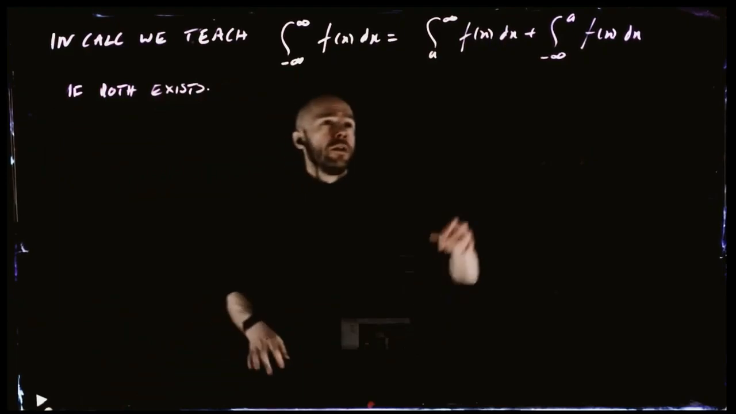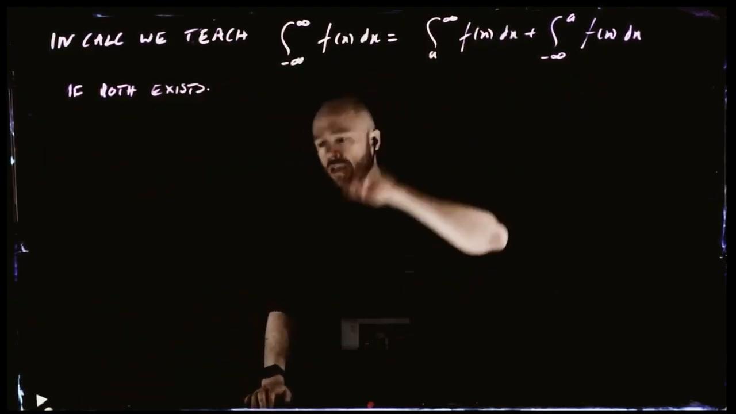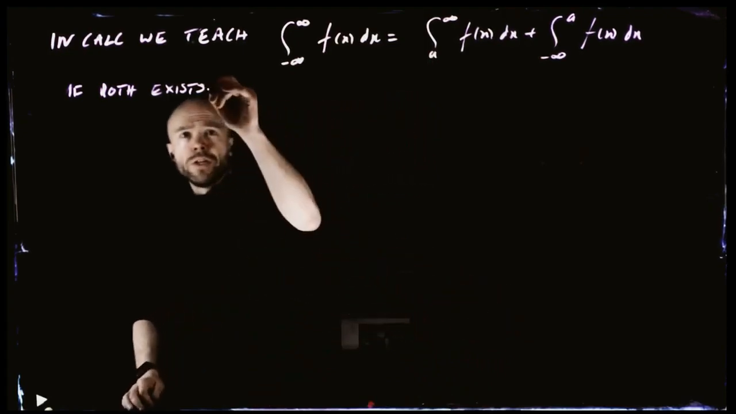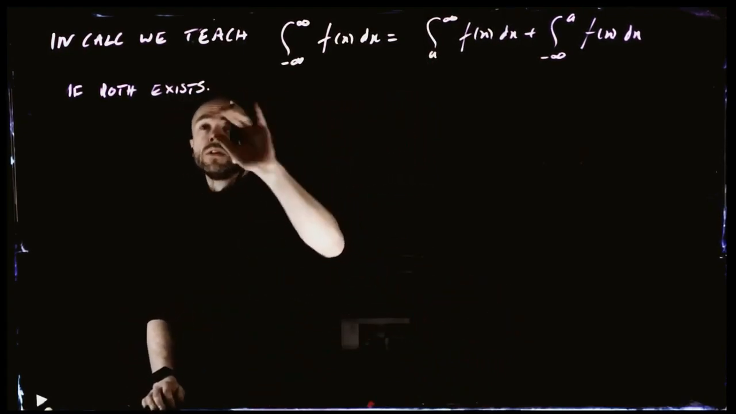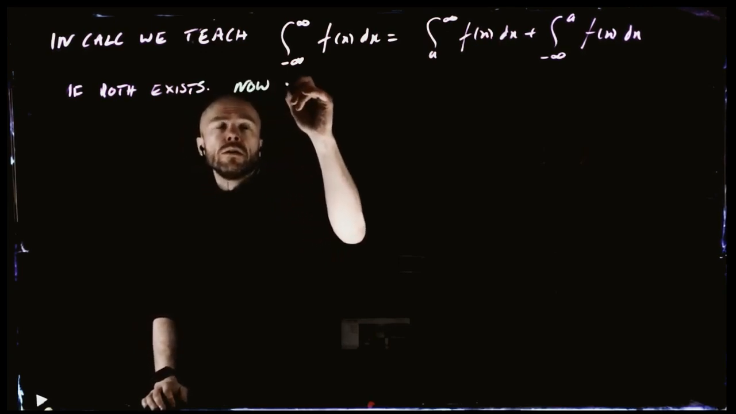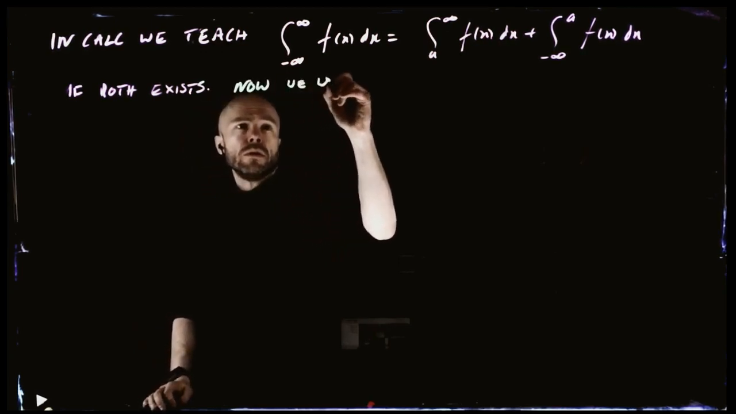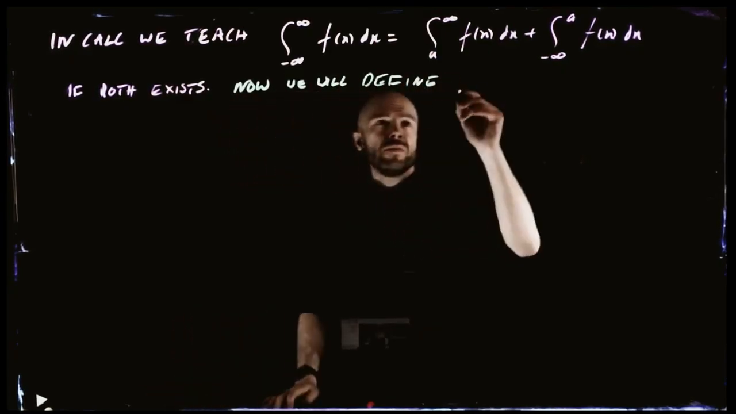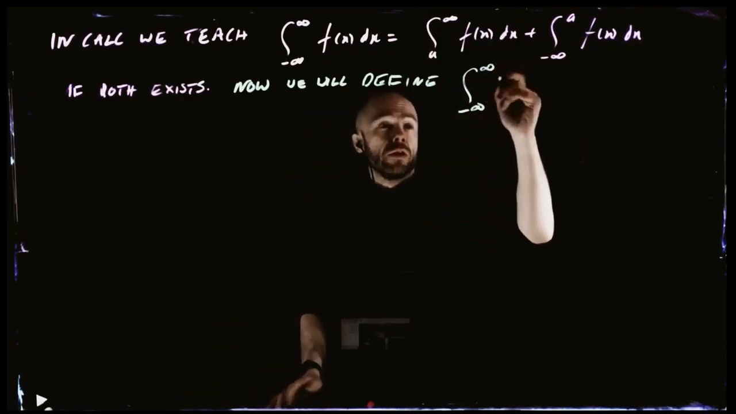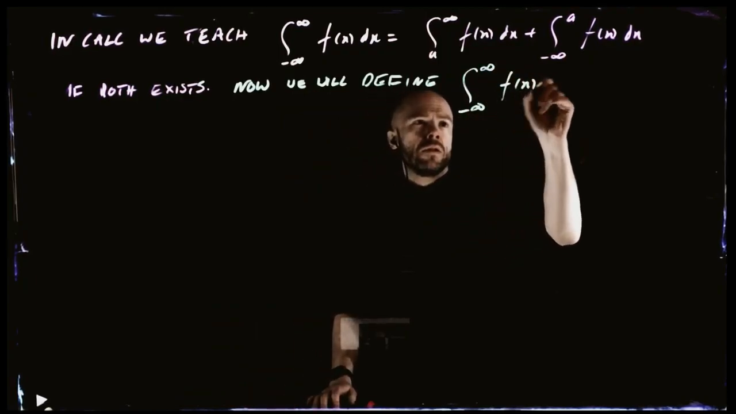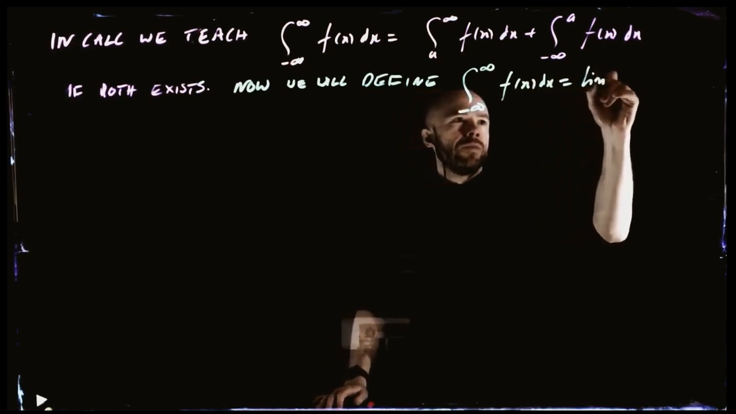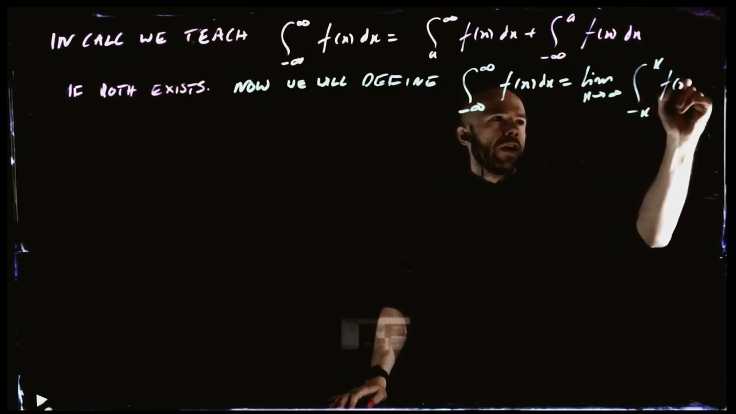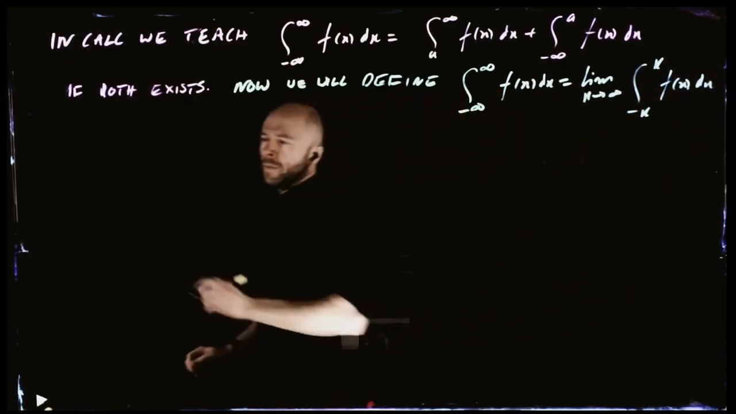Okay, so we teach this in calculus if both of these things exist, but now we're going to learn a different notion of the integral from minus infinity to infinity. So now we will define the integral from minus infinity to infinity differently, to be equal to the limit as r goes to infinity of the integral from minus r to r of f of x dx, if this limit exists.